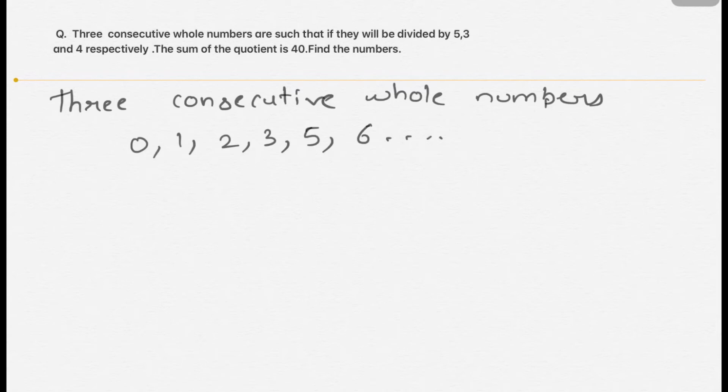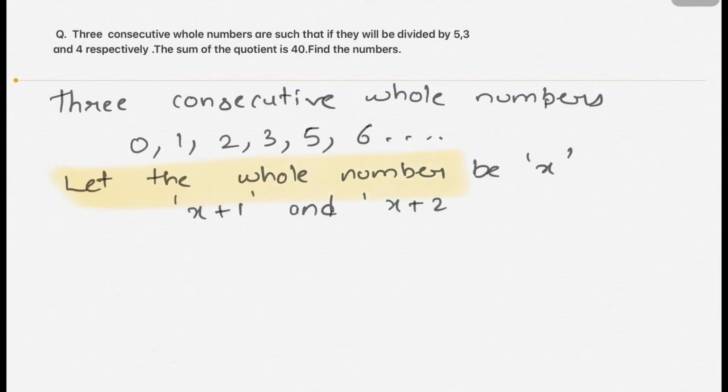So according to the question, we are going to talk about 3 consecutive whole numbers. For that, we need to consider the whole number as x. So let the whole numbers be x, x plus 1 and x plus 2. These are the 3 consecutive whole numbers. Now, if you divide 6 by 3, you get 2. So this 2 is nothing but a quotient.